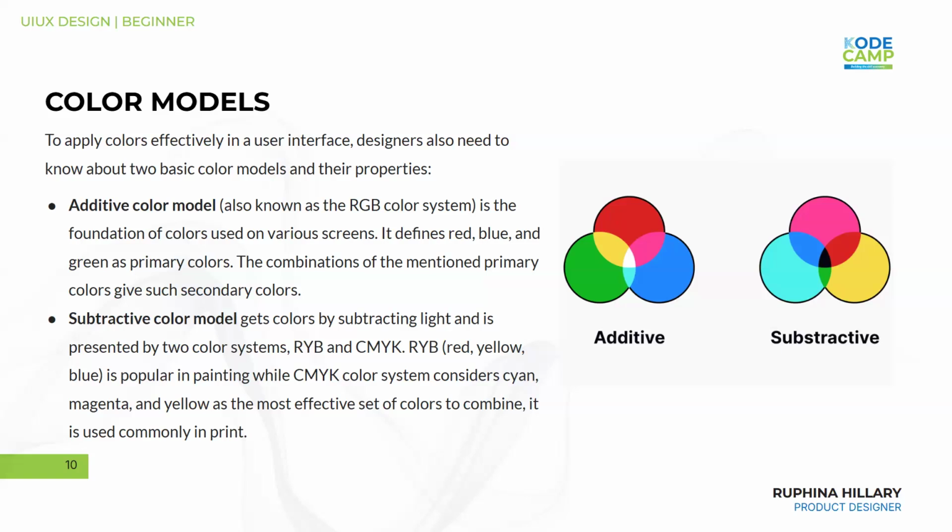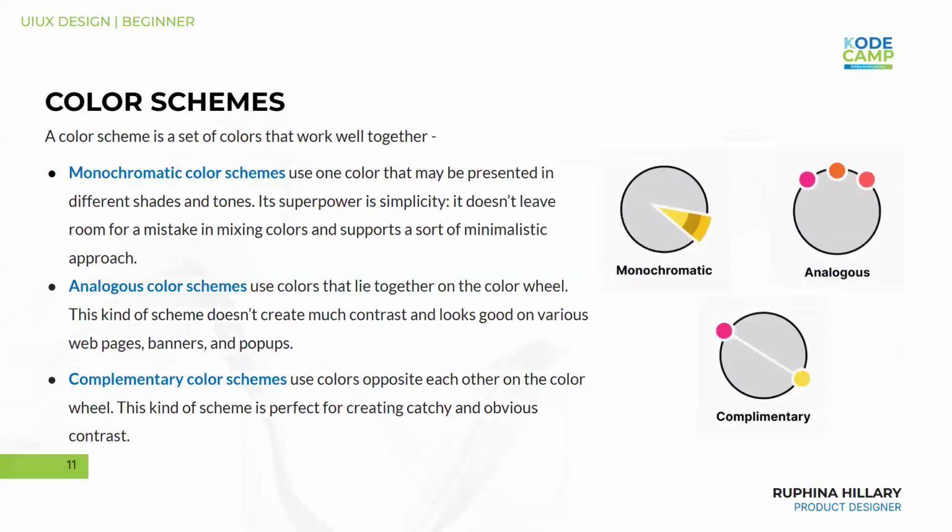So the additive color model is the one we use in the digital space. That's the RGB color system. It defines red, blue, and green as primary colors, and the combination of these primary colors would give the secondary colors.